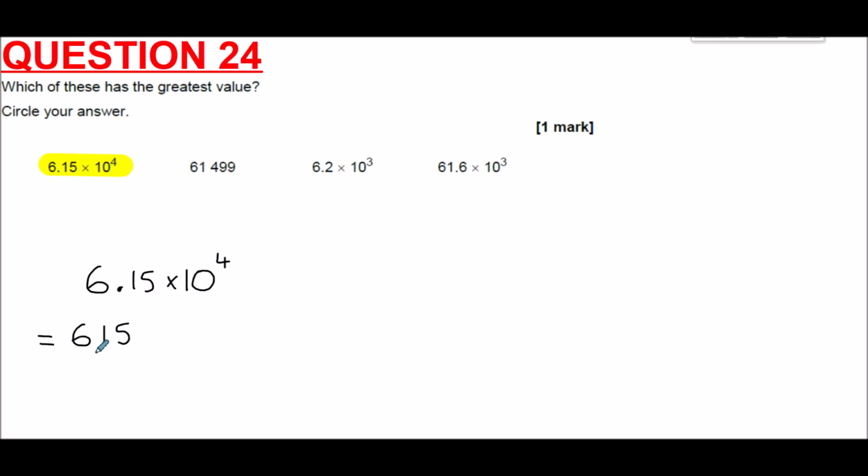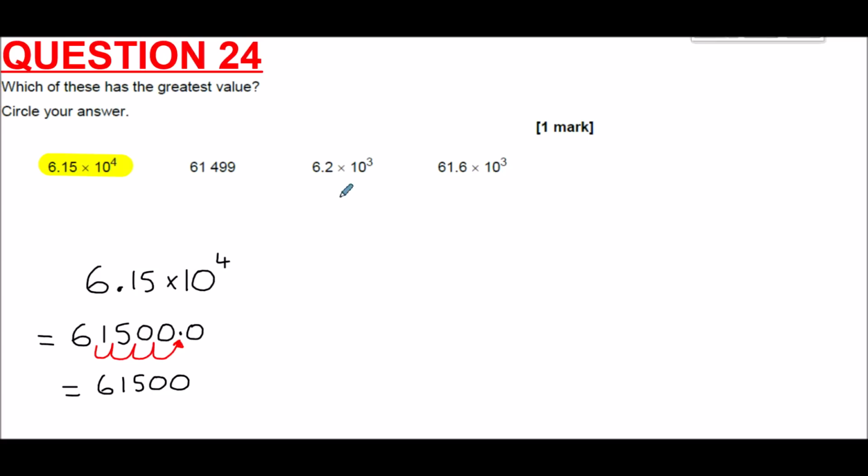So if the decimal was here, it's going to end up being 1, 2, 3, 4 places to the right. So it jumps over the 1, jumps over 5, jumps over nothing. Nothing in maths is a 0. Jumps over nothing again. Nothing in maths is a 0. So you can put the dot there if you want to, and a 0 there if you want to. But effectively that's going to be 61,500.